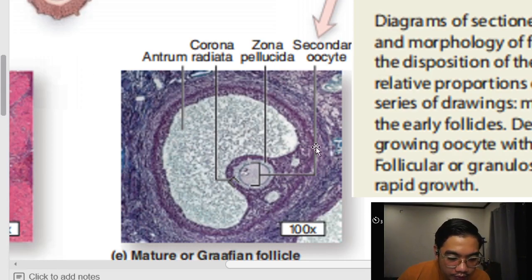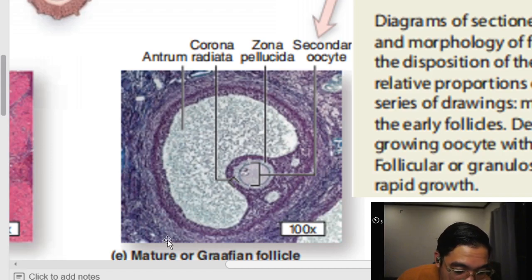So, it's still the same compared to your secondary follicle, but now the oocyte has finished your meiosis one, no? It has finished meiosis one and it is now the secondary oocyte. It is now stuck in the metaphase two of your meiosis two, no? And then we shall call our follicular cells granulosa cells now, no? And then the outside of the follicle, these are your theca cells, no? Here, this is your follicular cells or granulosa cells, and this is now your theca cells, no?